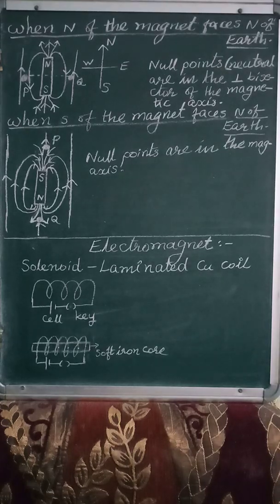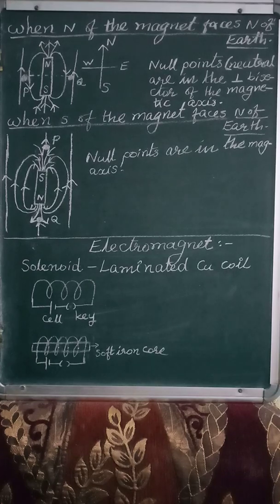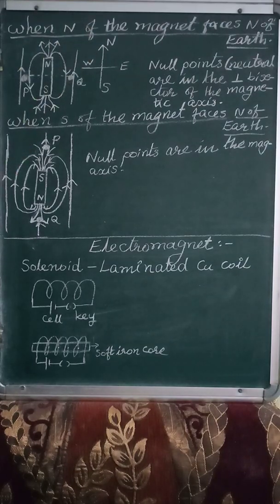So children, first I am going to explain, when you keep a bar magnet, this is the bar magnet, with its north pole facing towards the north direction of Earth. The north pole of the bar magnet is facing the north direction of Earth. Then you can see around this bar magnet, its field is experienced.